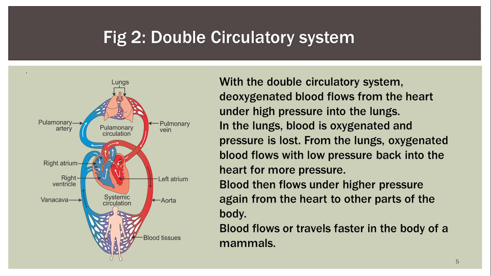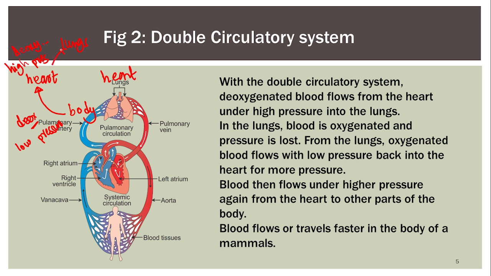Okay, let's say we have our heart over here, our lungs here, our heart here again, and our body over here. Now what's going to happen is that from our body, deoxygenated blood will move to the heart, deoxygenated blood under low pressure. At the heart, since the heart is pumping the blood, it will have high pressure, wouldn't it? High pressure, but it will still be deoxygenated blood.